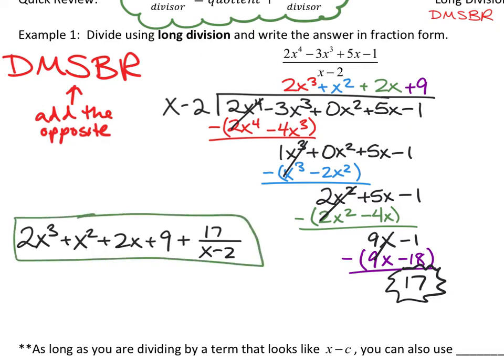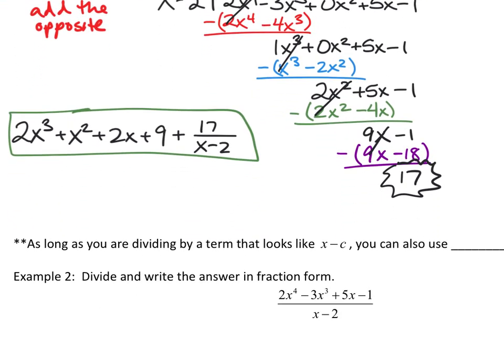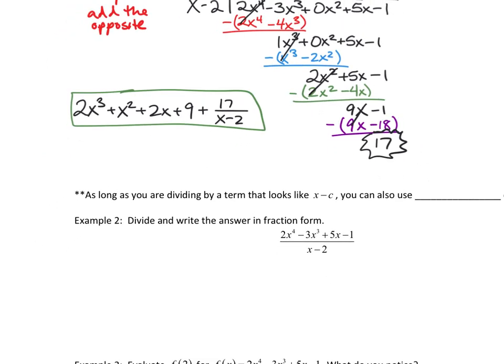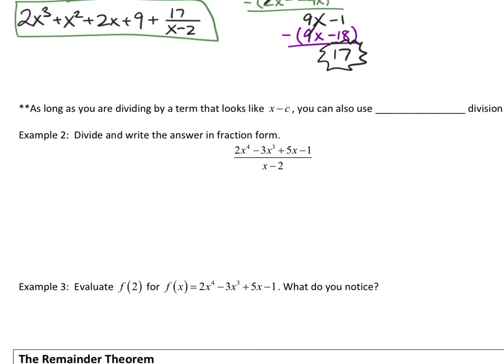And that's long division. Now there's another method of division that you can use, but you can only use it when you're dividing by a term that is a binomial and that has a power or degree of 1. So it looks something like this, x minus c or x plus c, because you need to be able to have a c value, and that's called synthetic division.